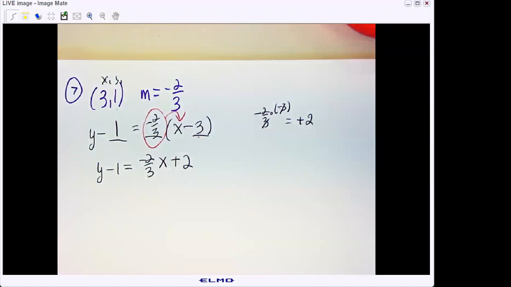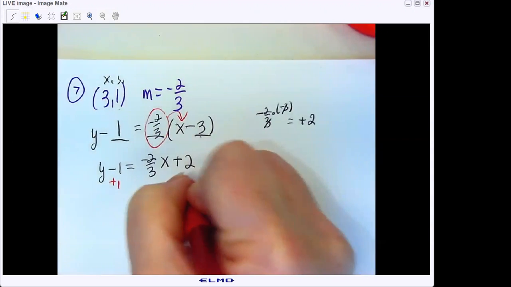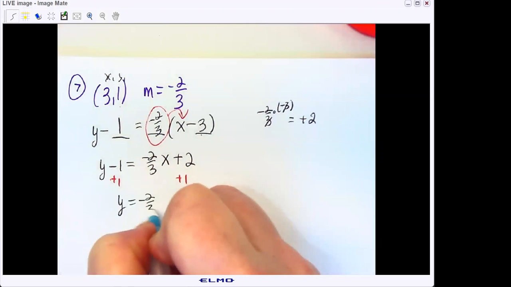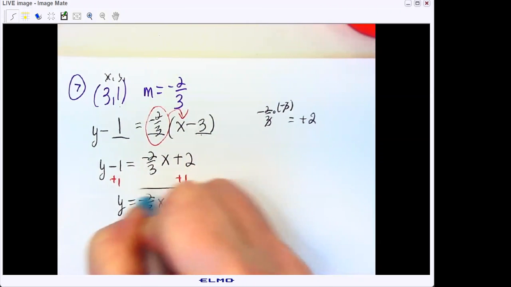Okay, so I know it's a fraction, but if you will come over here and you will write those two side by side, it will be a lot easier. Okay. And then how do I get y by itself? You have to bring the one over to the other side. Good. So we're going to add 1 to both sides. And you're done. So y equals negative 2/3x plus 3.